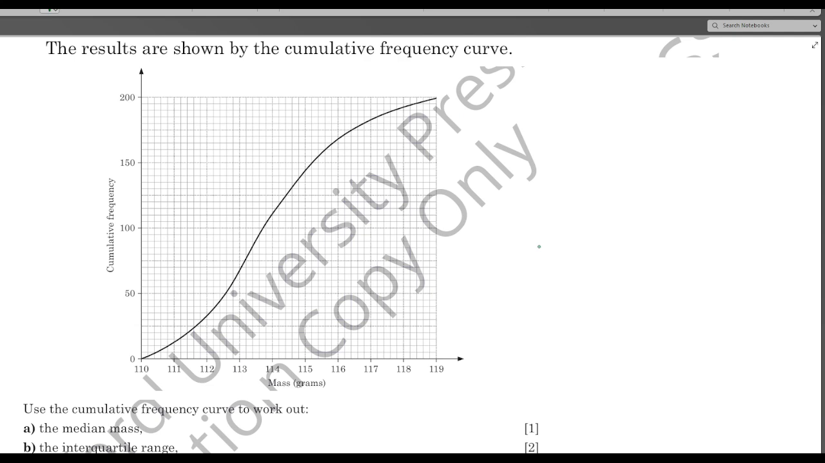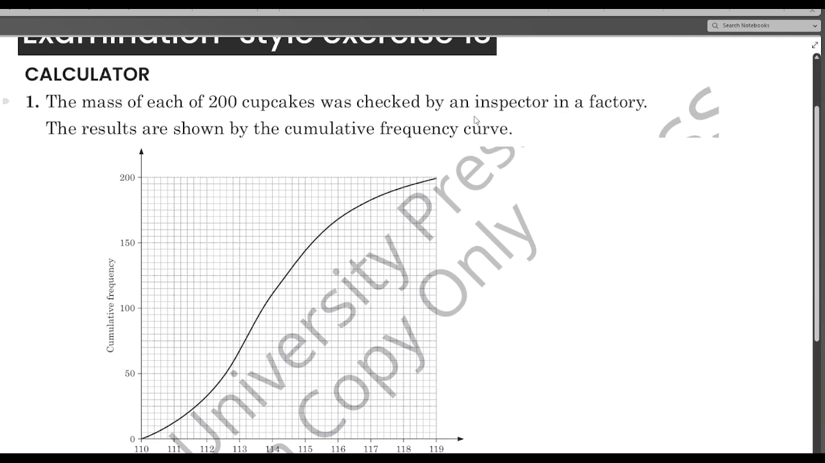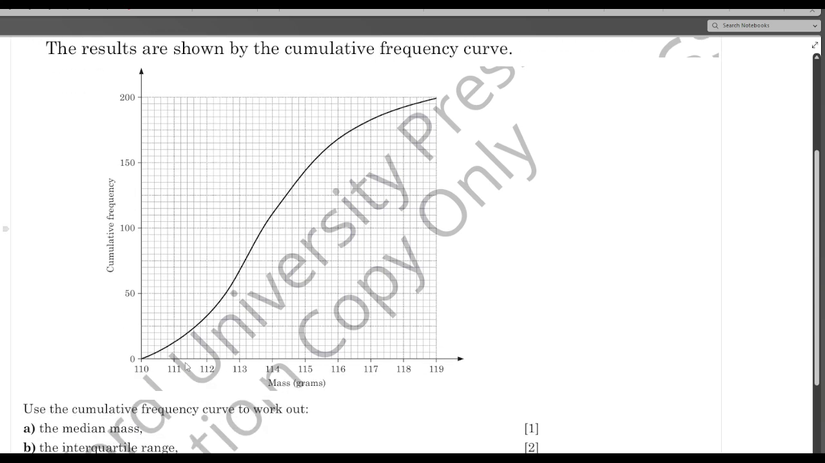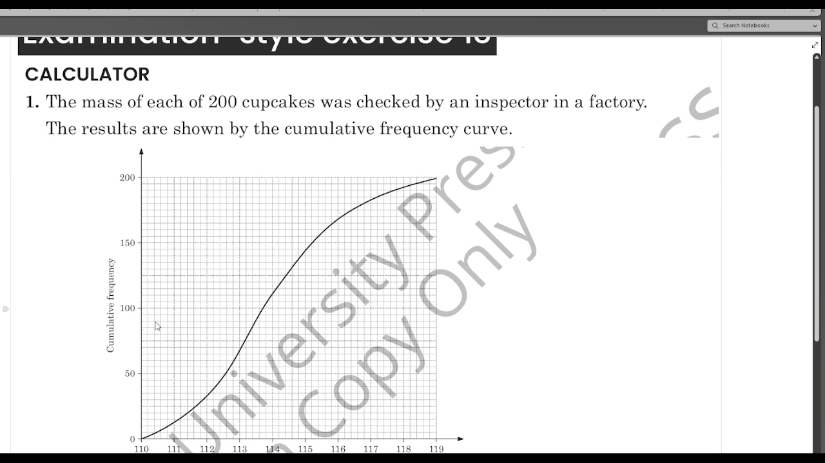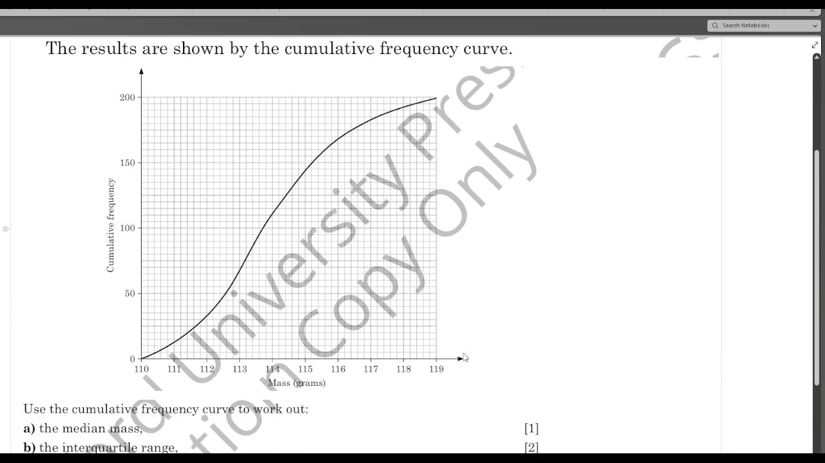Now, median mass. You can see mass is given along the x-axis and cumulative frequency along the y-axis. When we say median, that means we want to find the data which is present at the center when we arrange data in ascending or descending order. Now I have a total of 200 cupcakes with their respective masses like 111 or 112. If I arrange them according to their mass, the cupcake at the 100th position is going to be your median.